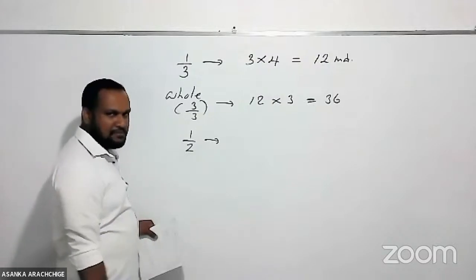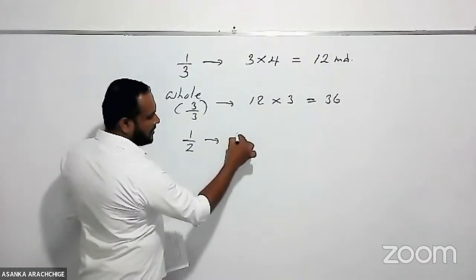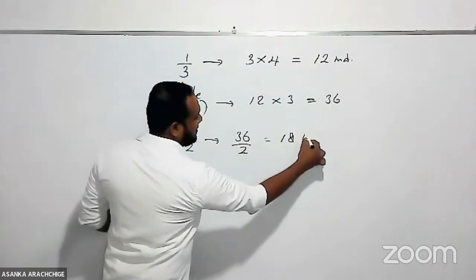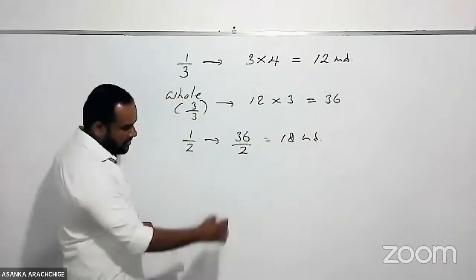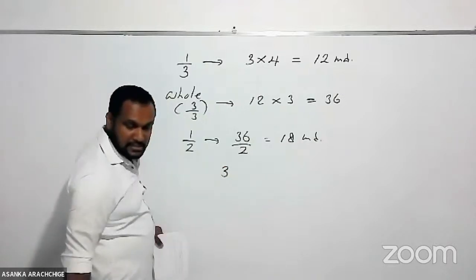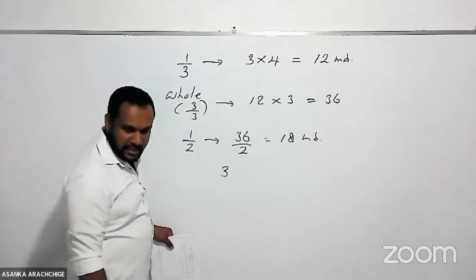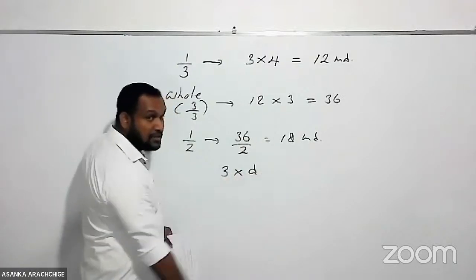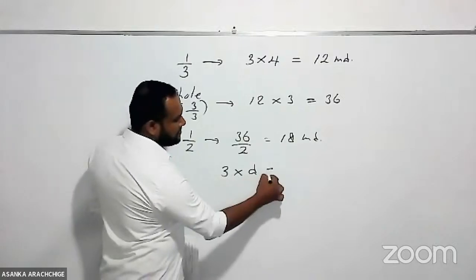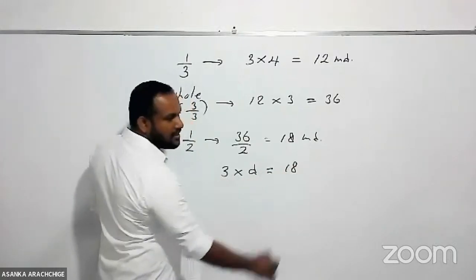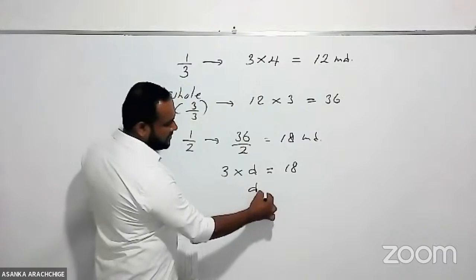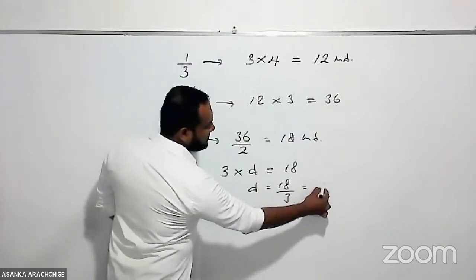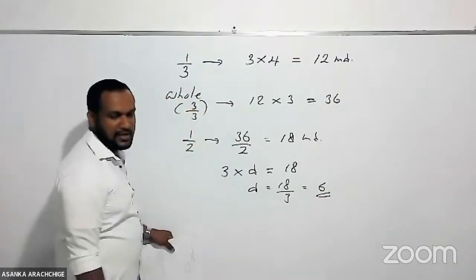Half of the task? 36 divided by 2, 18 man days. Is that clear? There are 3 men for this task. Then if they take D days, then 3 times D must be equal to 18. Therefore, D is equal to 18 divided by 3. Answer: 6 days. Is your answer correct?